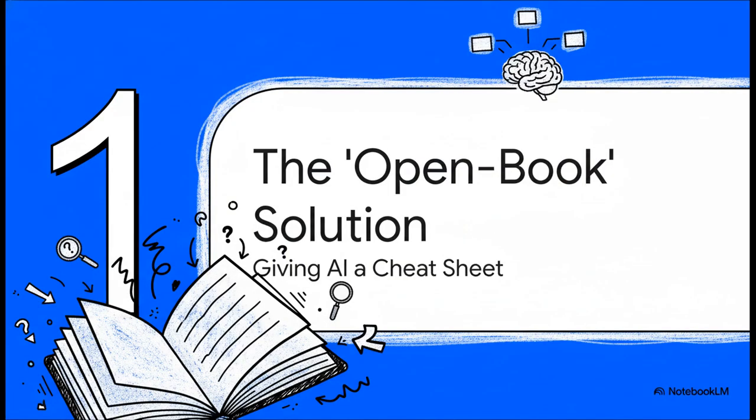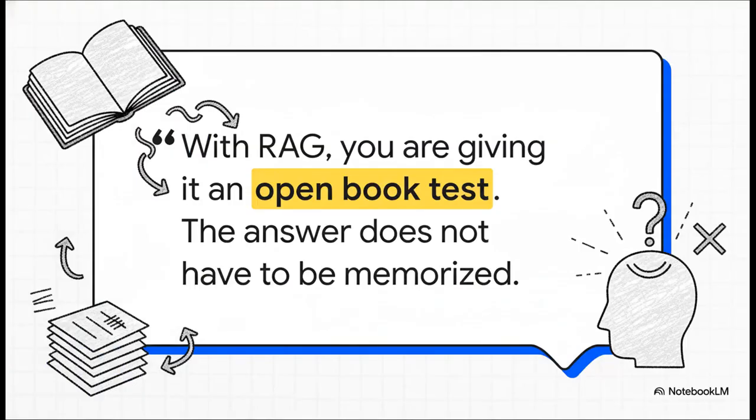So how do we fix this? How do we give an AI access to current, specific, and trustworthy information? Well, the solution is actually beautifully simple. We give it an open book. And this is the core idea right here. Instead of forcing an AI to take a closed book test, where it has to guess everything from memory, RAG gives it an open book test. It can literally look up the answer from a trusted source before it speaks, which means way more accuracy and a whole lot less making stuff up.